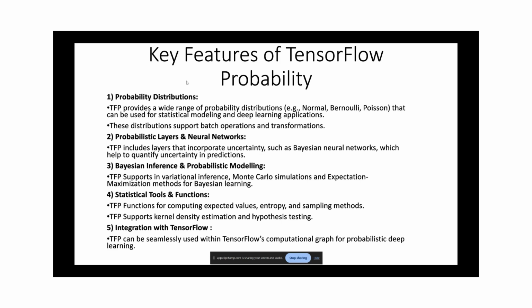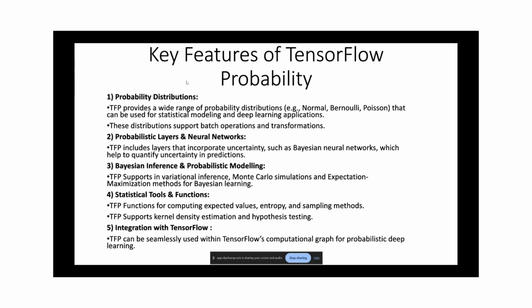Now we will see the key features of TensorFlow Probability. The first one, probability distributions. TensorFlow Probability provides a wide range of probability distributions like normal, Bernoulli, Poisson that can be used for statistical modeling and deep learning applications. These distributions support batch operations and transformations.